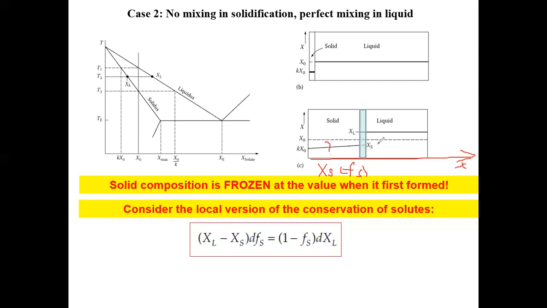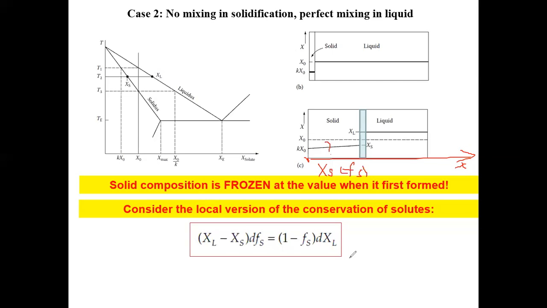But in this one-dimensional case, this x has the same meaning as Fs. As the solid proceeds, the solid fraction simply plays the same role as the distance from this end where you start solidification. So we want to find out the mathematical form between Xs and Fs. And from our analysis of local equilibrium, or local conservation of solutes, we arrive at this equation.